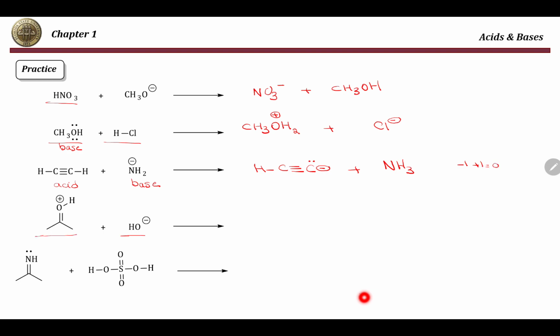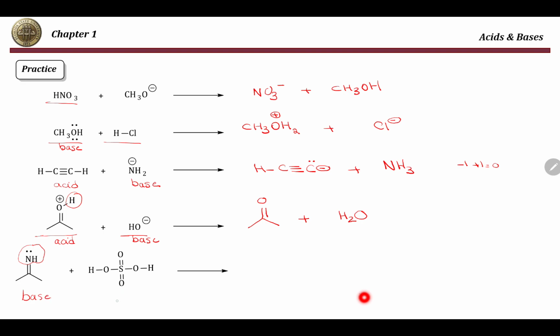In this example here, again, we have something which has a positive charge. This is definitely the acid. This is a base. I'm going to remove this hydrogen and make sure to also remove the bond. So the charge will be 0 because plus 1 minus 1 is equal to 0, plus H2O, which is again neutral. Finally, we have NH, which is acting as a base.